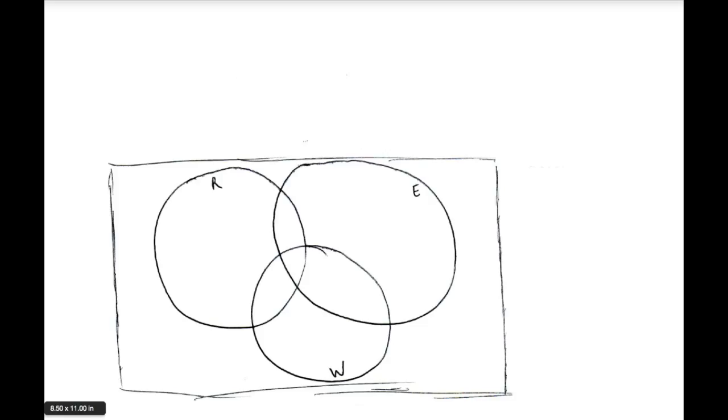All right, so now we have our Venn diagram here, and you can go ahead and draw this out if you want. Of course, it's just the sets R, E, and W all overlapping each other. And everything that is outside these three sets, but inside the box, is what's considered everything that's not in these three sets.